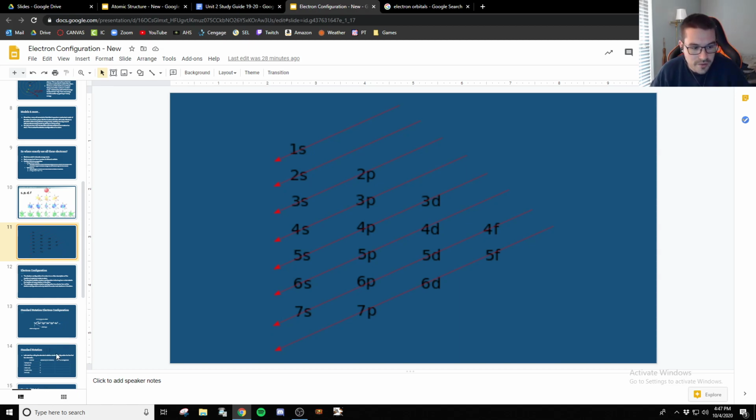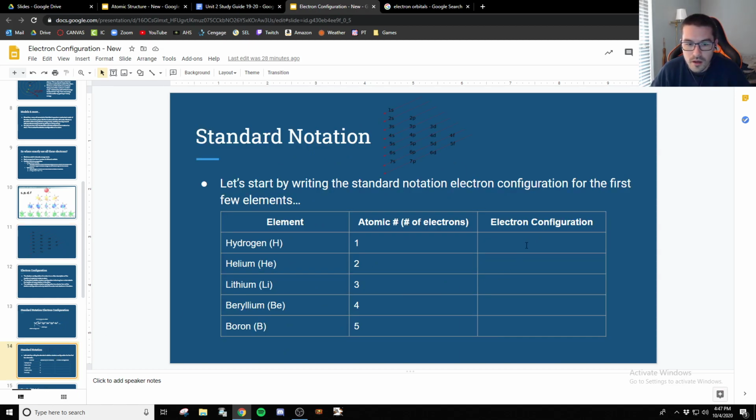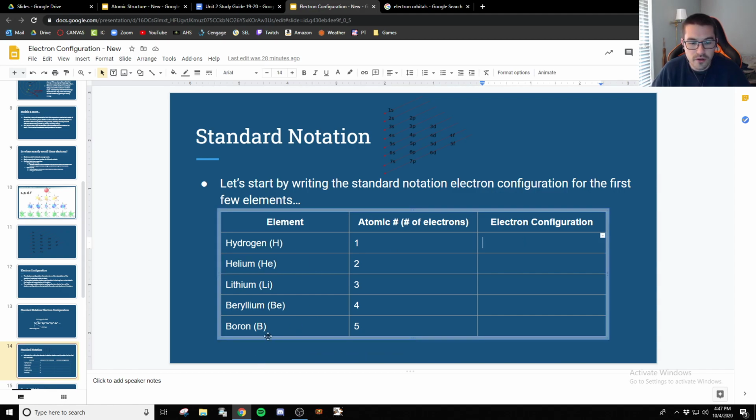So let's take a look here at the first few elements on the periodic table, and I'm going to show you how to write their electron configuration. Where are the electrons that are in these different elements? Okay, so we're going to start with the most basic example, hydrogen. Hydrogen is atomic number 1. And you'll recall that for now, we're going to assume that the atomic number, which is technically the number of protons, is also the number of electrons, at least for today. Okay? So hydrogen has one proton, also one electron, for a neutral atom.